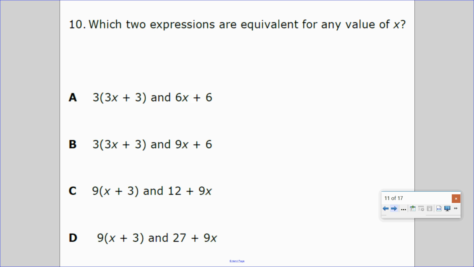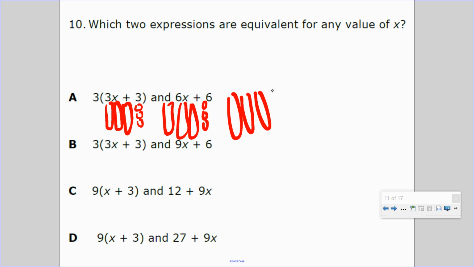Number 10, which two expressions are equivalent for any value of x? So let's draw pictures. 3 groups of 3x plus 3. You need 3 groups of it. That's 9x. Stop. That's wrong. Let's say 6x. Again, the shortcut is the distributive property. Could you do it this way? What's 3 times 3x? 9x. What's 3 times 3? 9. That's going to be 3x plus 3, 3x plus 3. Oh, same picture. 3 groups of 3x plus 3 is 9x plus 9, wrong.